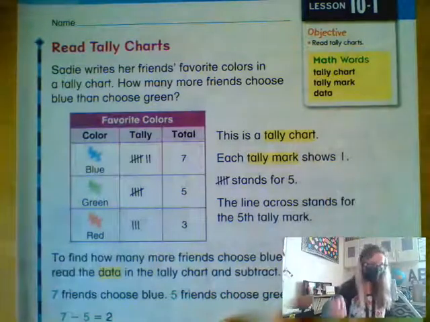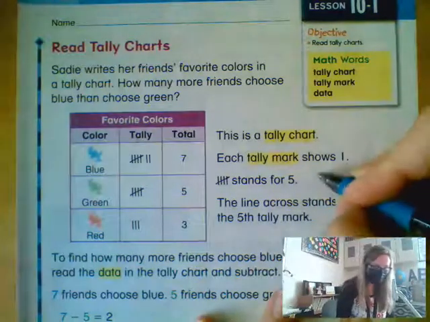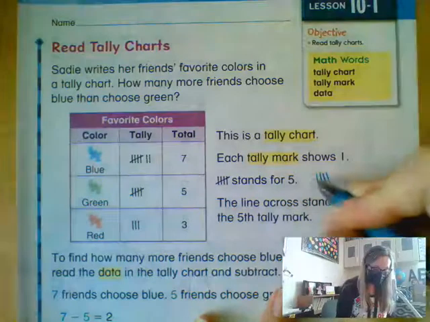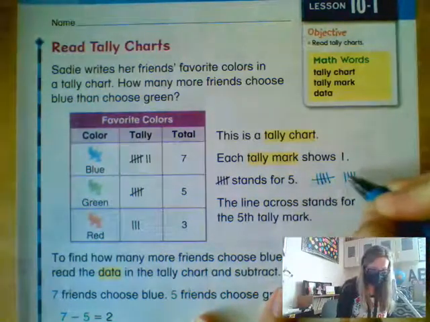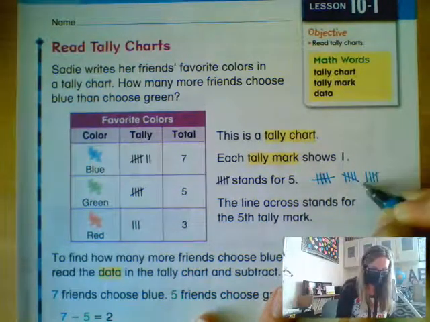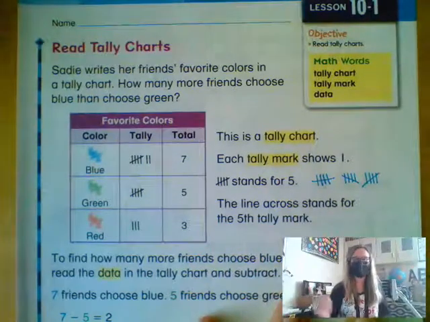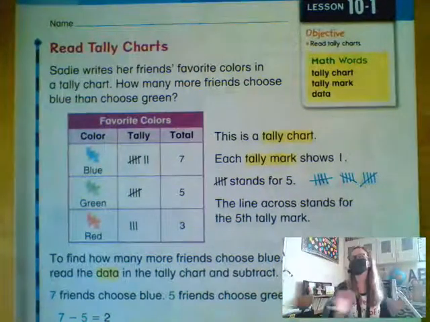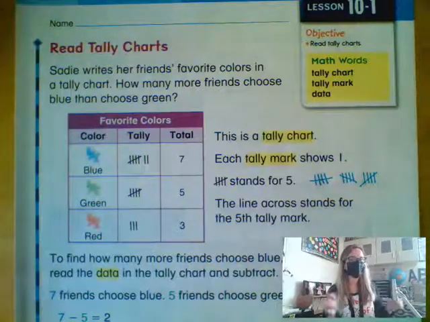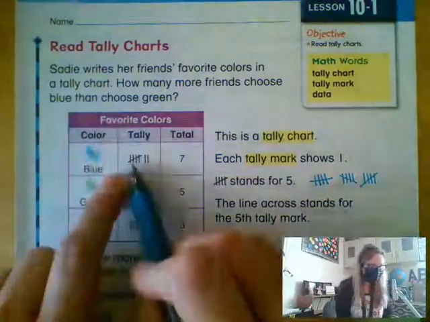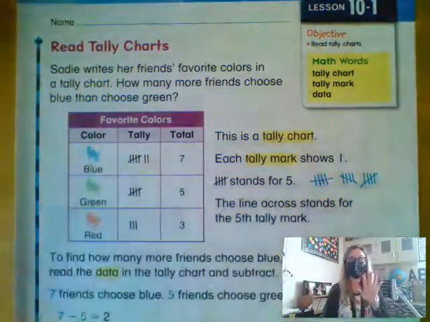And I told the kids here in the classroom earlier today that you can do it straight across, one, two, three, four. You can do it on an angle. Some people angle it this way. As long as every time you get to five, you cross through, I'll accept it. Okay? So anytime you see those four lines with a line through it, that stands for five lines.